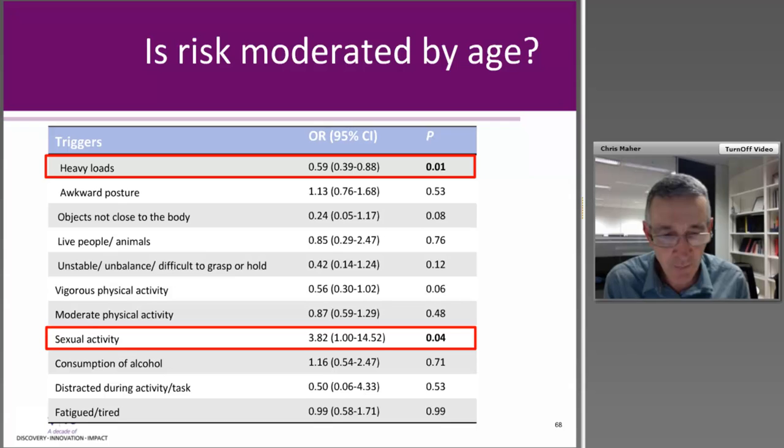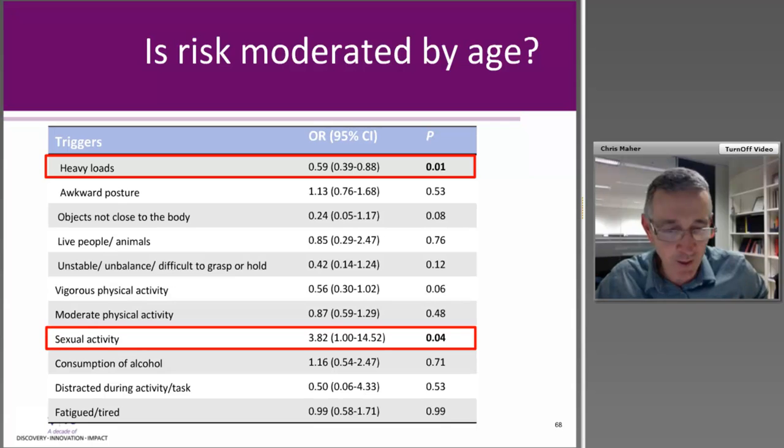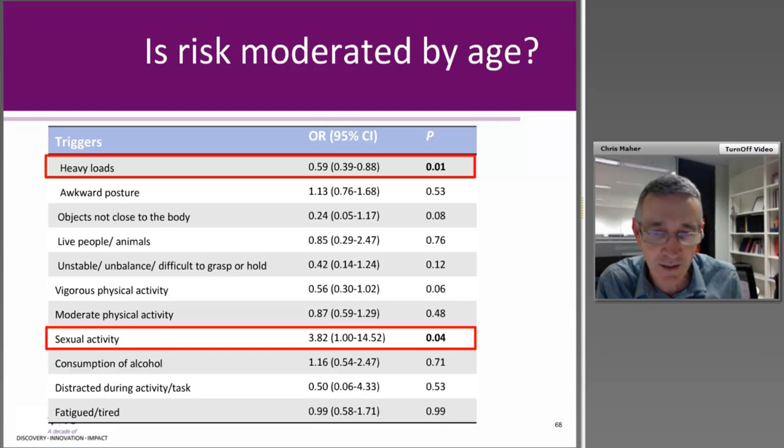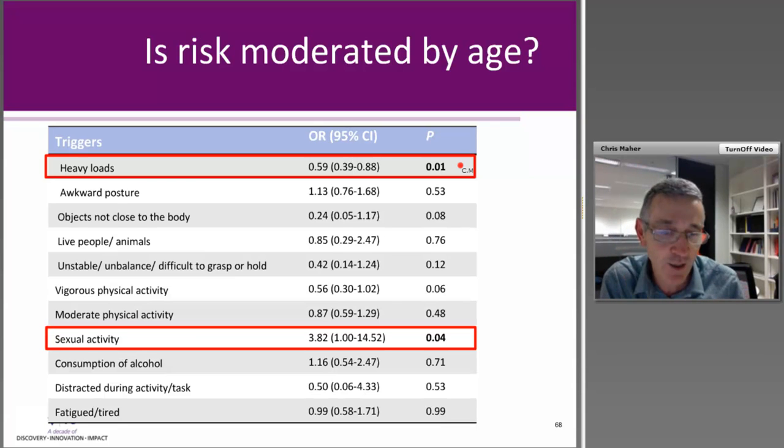The last thing, which was promoted by my PhD student who's young and probably at my expense because I'm old, was to look at 2 triggers and to see if the risk was moderated by age. He wanted to look at whether the risk associated with heavy loads is moderated by age. And he also decided to throw in sexual activity. What we found was that, interestingly, the risk associated with heavy loads was moderated by age, but counterintuitively, heavy loads were less harmful the older you are. And we thought maybe that's because people become wiser as they get older.